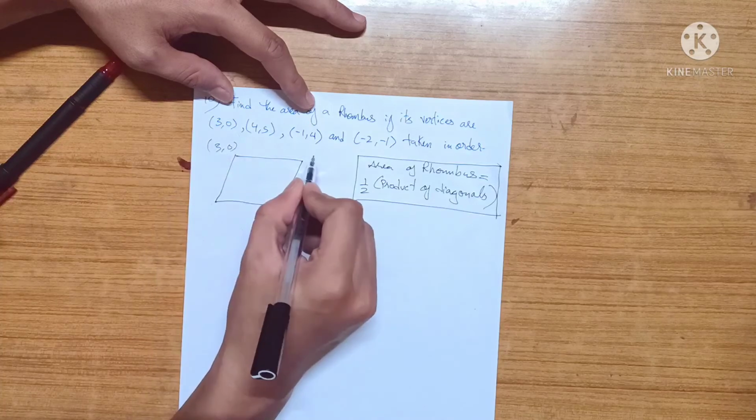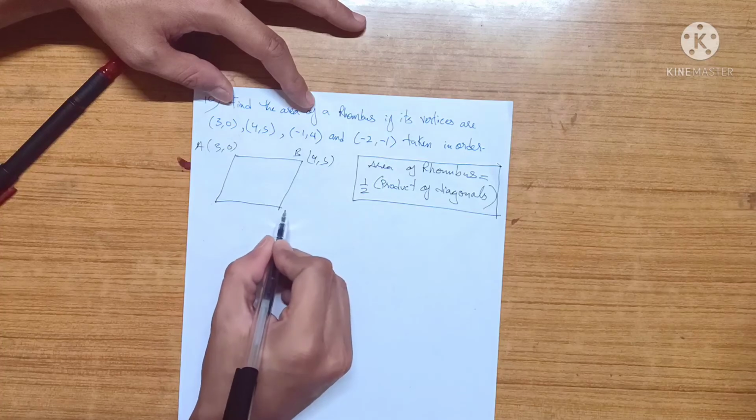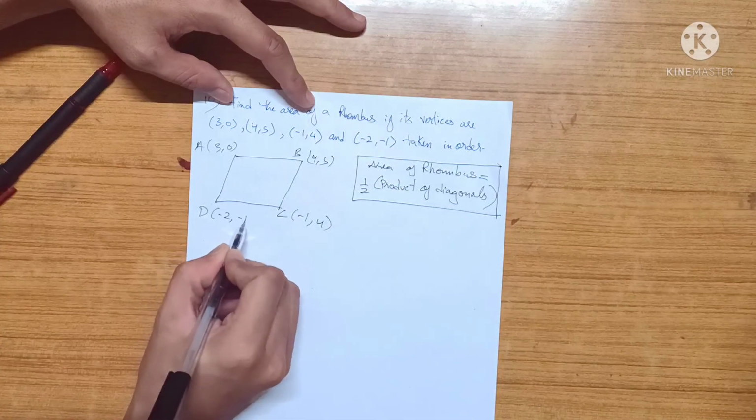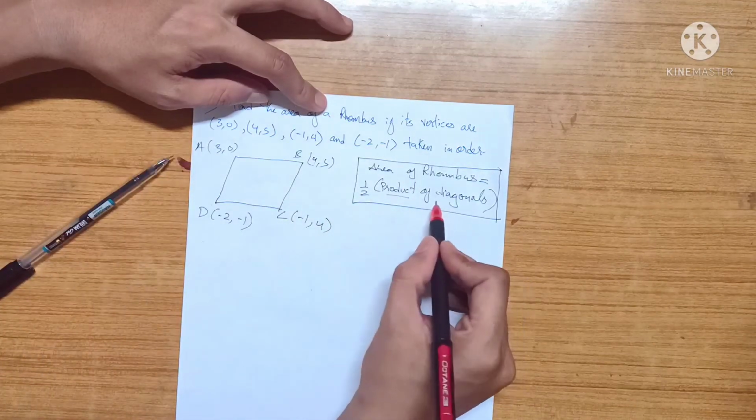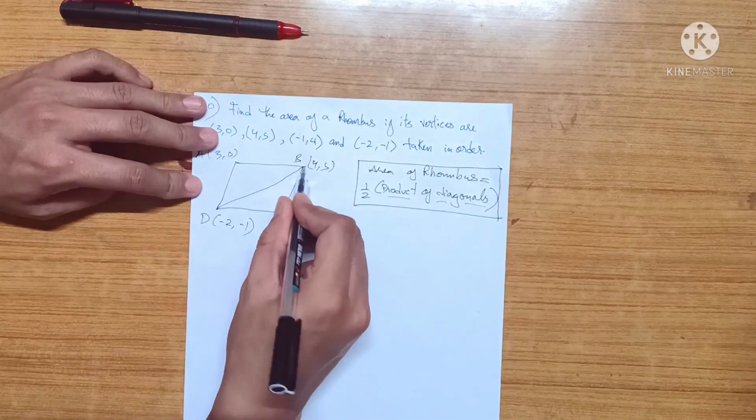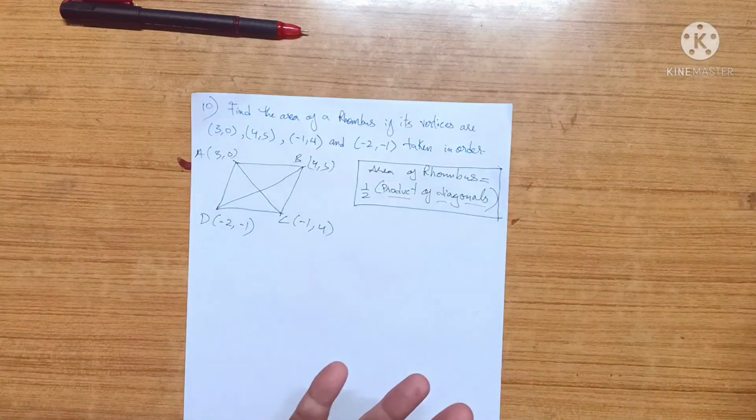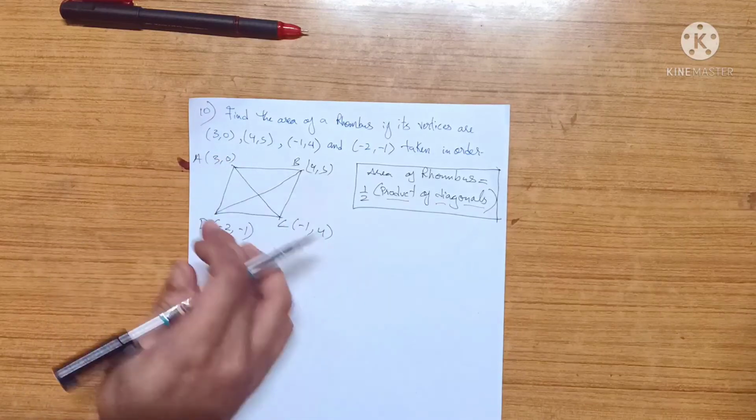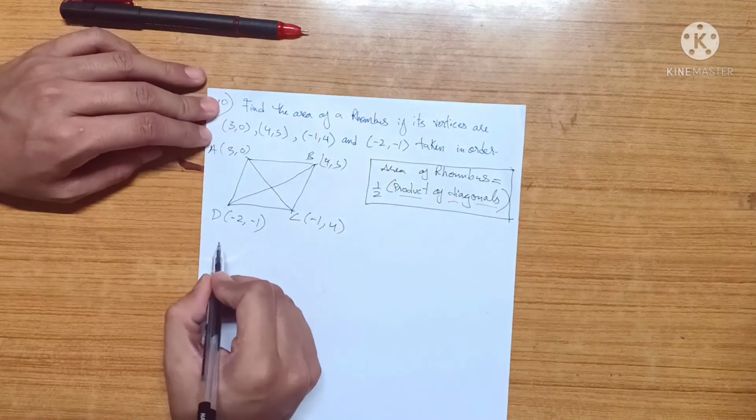Let's say all the sides are equal, as in a rhombus. So A is 3, 0, B is 4, 5, C is minus 1, 4, and D is minus 2, minus 1. We need the product of the diagonals, so let's join the diagonals. When we say product of the diagonals, it literally means the length of the diagonals. So we need the length of AC and BD. And how do you find the length? Length literally means distance.